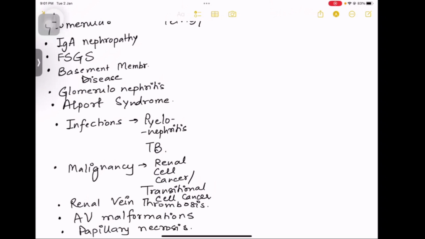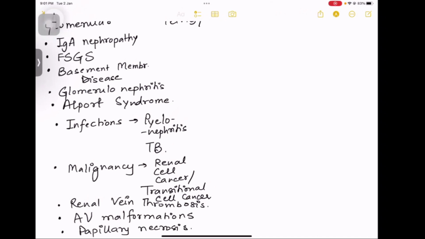Then M, that is metabolic conditions. It can be glomerulonephritis. It can be focal segmental glomerulosclerosis. Then I, that is for iatrogenic causes. N, that is neoplastic, the tumors involving renal cell carcinoma or transitional cell carcinoma. Then C, that is congenital causes like AV malformations. And D, that is for drugs and toxins. Among other causes you can write down, for example, papillary necrosis.